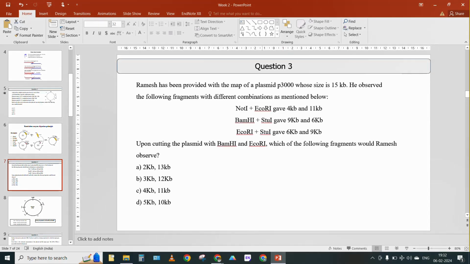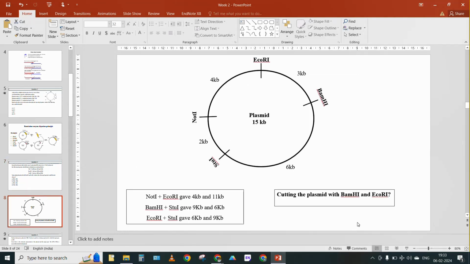So here we have three combinations: NotI with EcoRI, BamHI with StuI, and EcoRI with StuI. Upon cutting the plasmid with BamHI and EcoRI, which of the following fragments would Ramesh observe? To determine the fragments obtained by cutting the plasmid with BamHI and EcoRI, we need to analyze the information provided, the fragments resulting from the different enzyme combinations. So let's find the fragments. So we have three combinations.